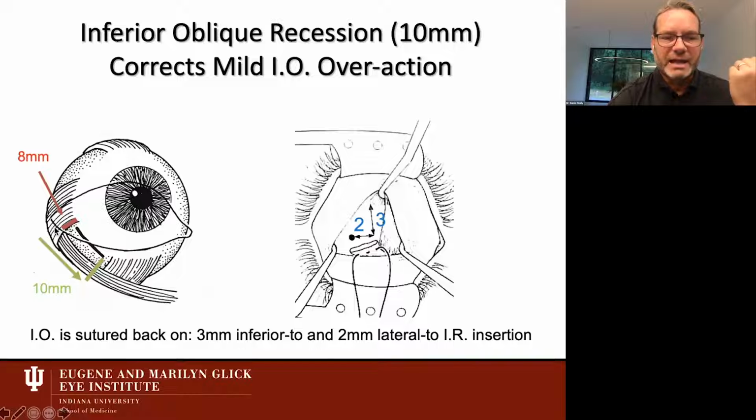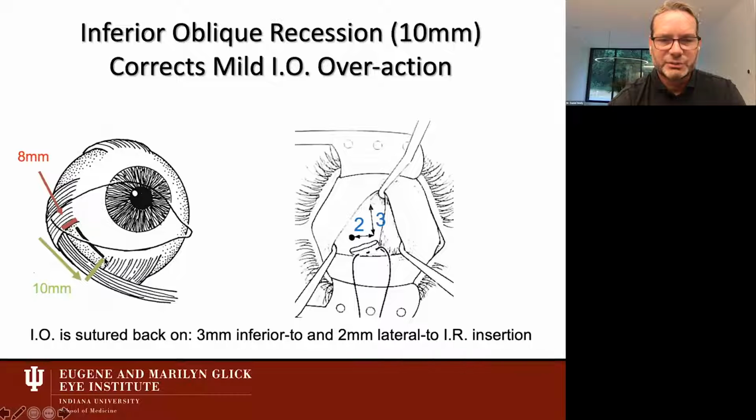Well, we don't measure with calipers from the insertion like we do with our other recessions. It's just difficult to do that measurement. So how do we estimate where to sew this inferior oblique back on? Well, it's this guideline of 3 and 2. From the inferior rectus, which you can see hooked here, from that corner, set your calipers and measure straight back 3 millimeters, and then you move it temporal 2 millimeters. So down 3 over 2.